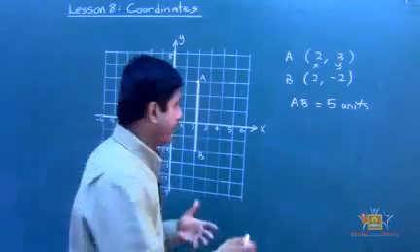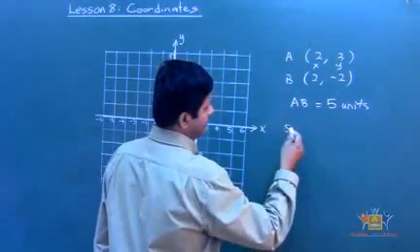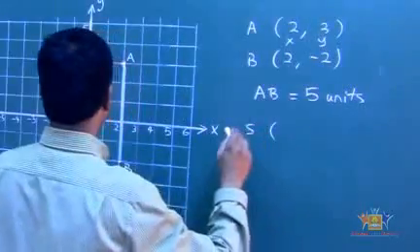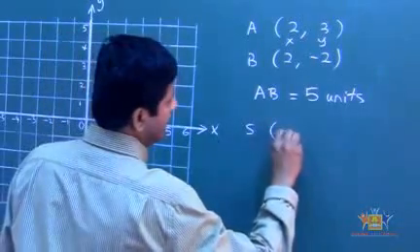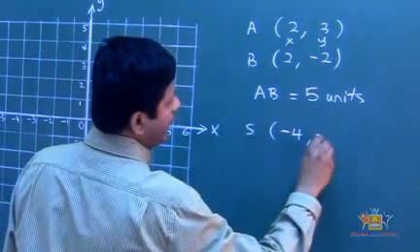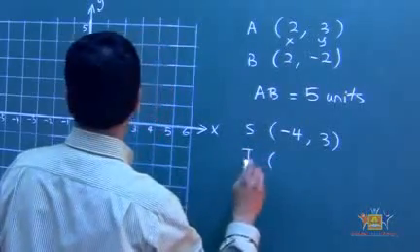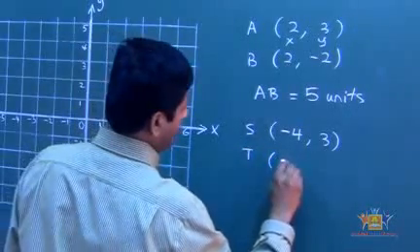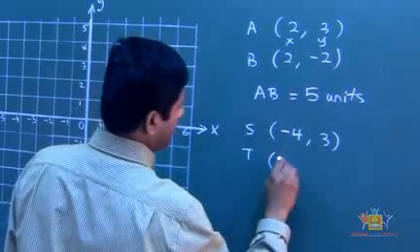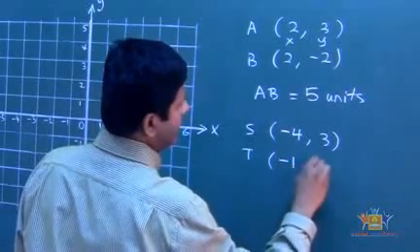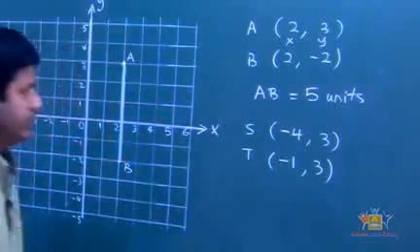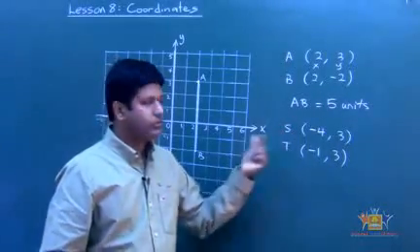Let's do another point, okay? Let's do S and T. Let's say point S is -4 and 3, and then T is -1 and 3. Okay, so we want to find the distance from S to T.